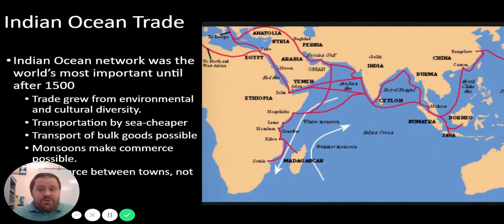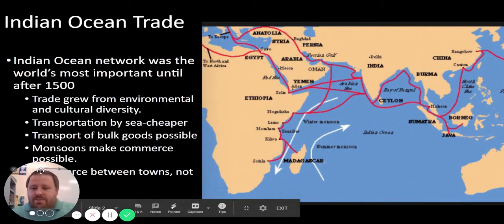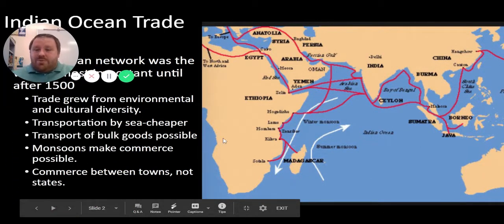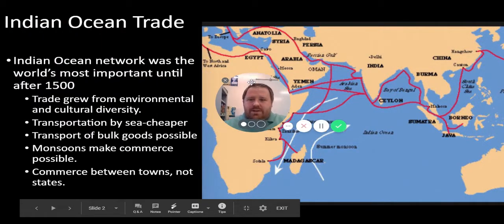Monsoon winds can really push you pretty fast and make trade that much cheaper, that much more efficient as you use these monsoon winds. And you can't see all this right now. I wish. Oh, here we go. Yep. Commerce was between towns, not states. Okay, commerce was between towns, not states.